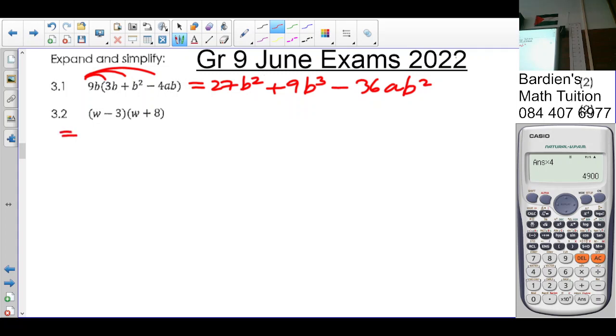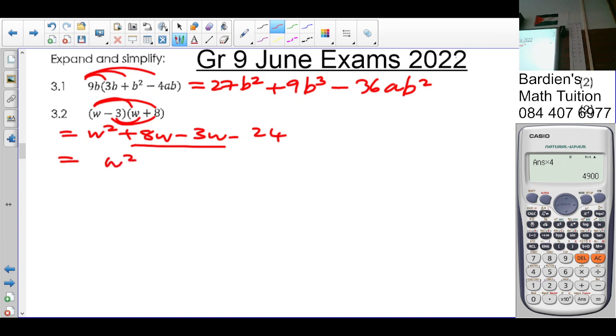No problem. So w times w is w squared. w times 8 is 8w. Negative 3 times w is negative 3w. Negative 3 times 8 is negative 24. Add like terms, so it's w squared plus 5w minus 24.